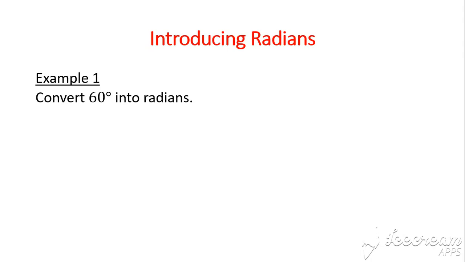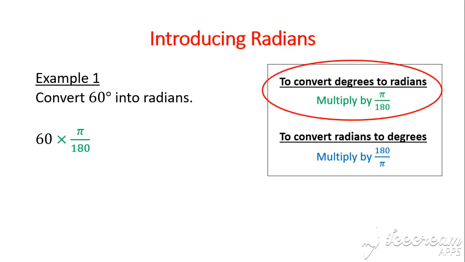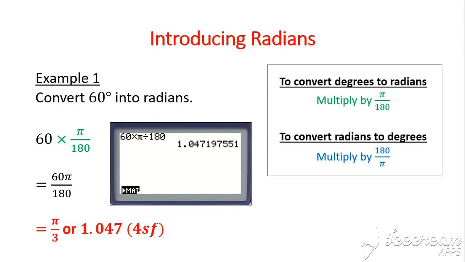Here's example 1. We're going to convert 60 degrees into radians. Now looking at our conversion, we want to change degrees into radians. So we're going to multiply by pi over 180. So 60 times pi over 180 gives us 60 pi over 180. 60 over 180 simplifies down to 1/3, so we've got pi over 3. If you prefer, you could take pi, 3.1415 decimal, and divide it by 3, and you could turn it into a decimal, 1.047 rounded to 4 significant figures, radians.